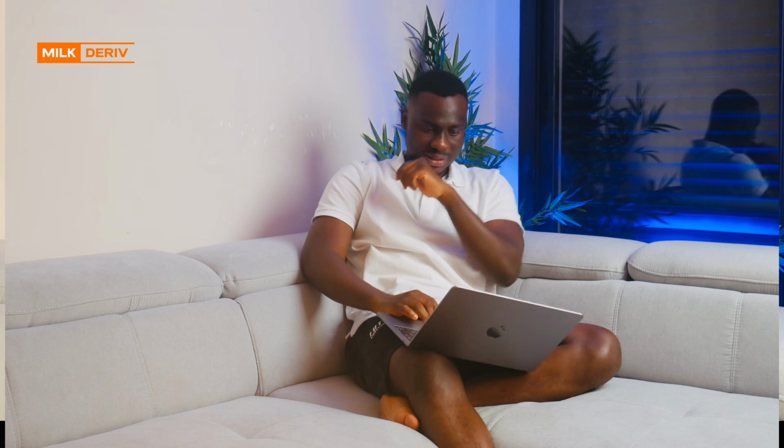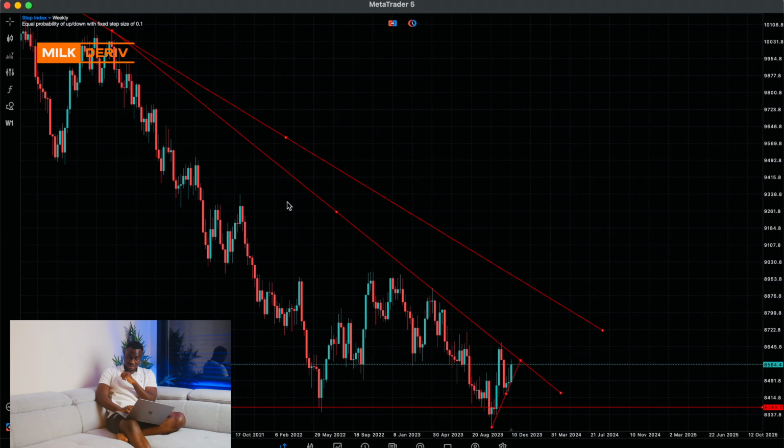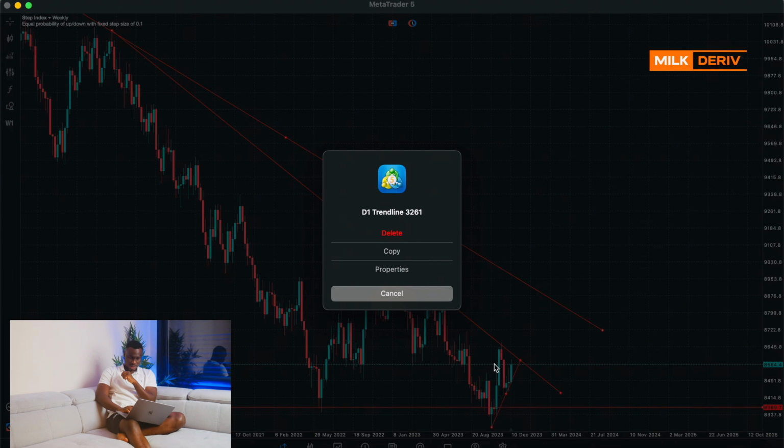So let's use this trade as an example. This particular trade has a fake breakout, right? Do we agree that this particular trade has a fake breakout? Or I can even decide to use this trend line. Look at this trend line here. I can decide to use this trend line here. Let's use this trend line here. Let's leave this one for now.